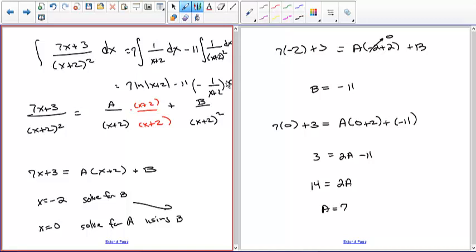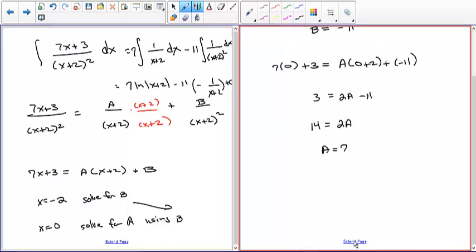So I guess the final answer, cleaning it up a little bit, is going to be 7 times the natural log of the absolute value of x plus 2 plus 11 divided by x plus 2 plus c.